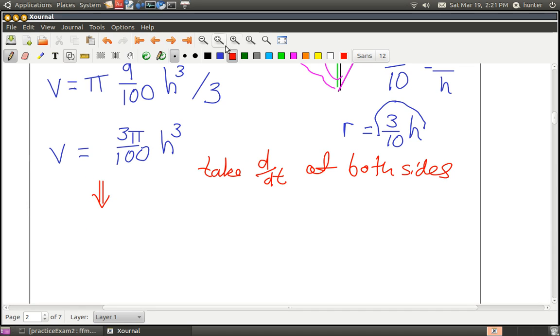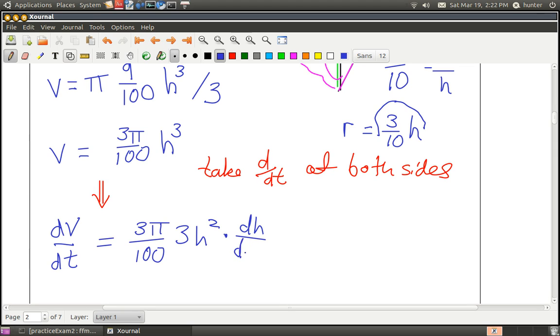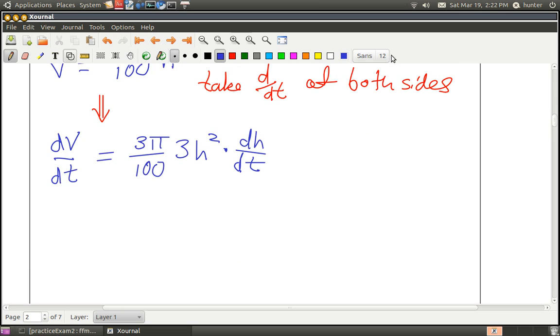So on the left here I get dv dt, and that's how volume is changing with time, and they already told us that. And on the right I get the constant stays, 3 pi over 100, and now I get 3h squared times, by the chain rule, dh dt. Okay, and so now what I need to do is solve for dh dt. So let me do that. So just move everything else over to the other side.